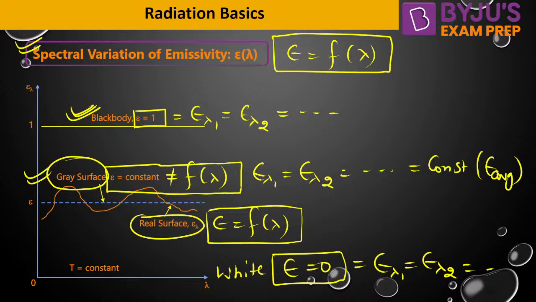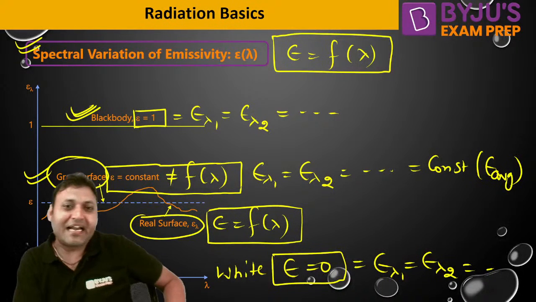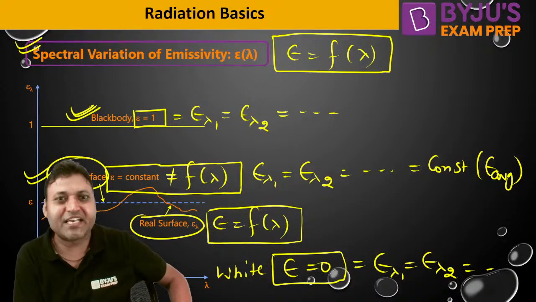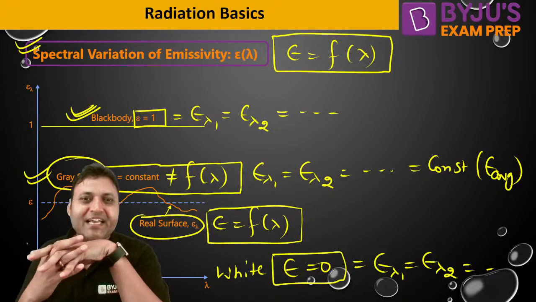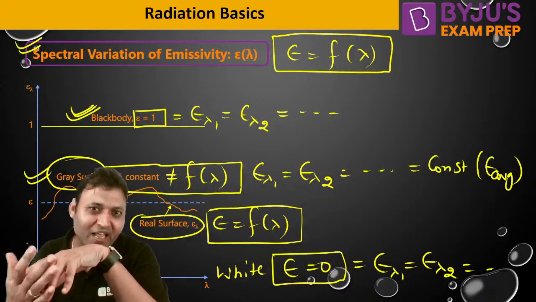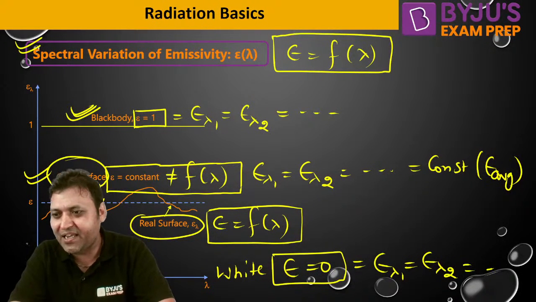So we define the gray surface to make our radiation analysis simple. Otherwise, analyzing the radiation for a real surface is too complicated and too difficult, because all the radiation properties depend on the wavelength as well as the temperature of the surface. I hope it is clear.